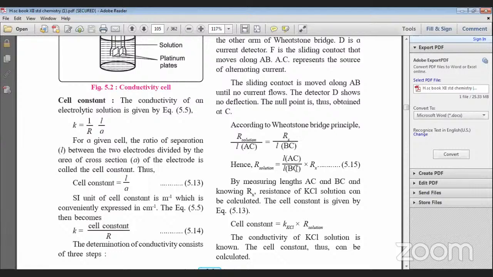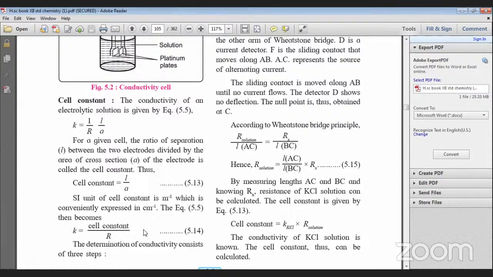So here these two values will be given, Rx will be given, only you have to calculate R of solution. Practically, when you perform this, you will understand. By measuring the length AC and BC and knowing Rx, the resistance of KCl solution can be easily calculated. The cell constant is given. So now, once you know the value of R, you can find out the cell constant.